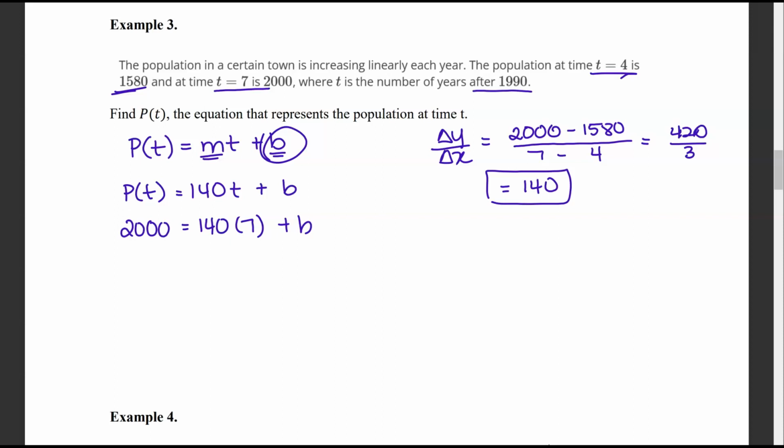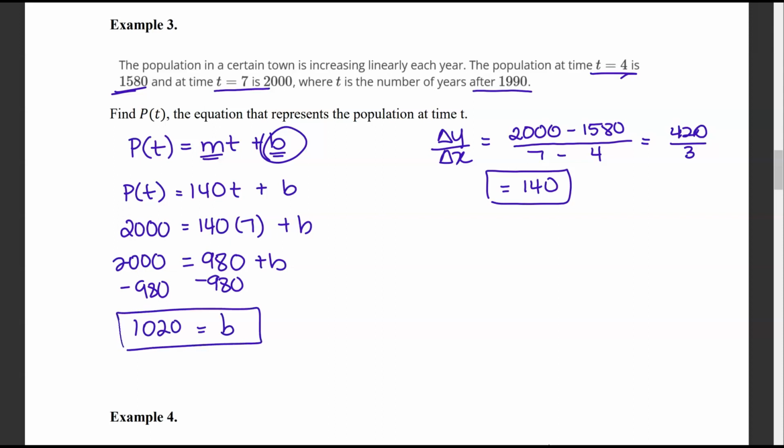All right, so 140 times 7 is going to be 980. And then we have 2,000 on this side. I'm going to go ahead and subtract 980 from both sides. And so 2,000 minus 980 is going to give us 1,020 is b. All right, so then that means that our function P of t would be P of t is equal to 140t plus 1,020.